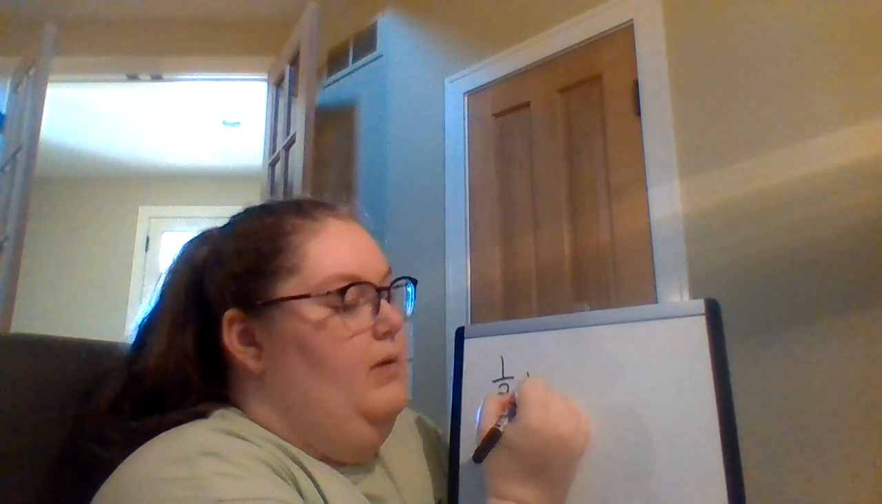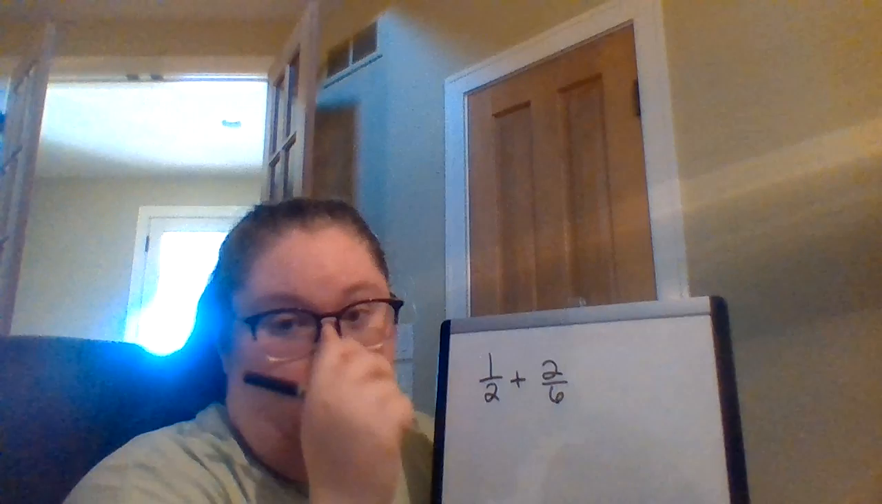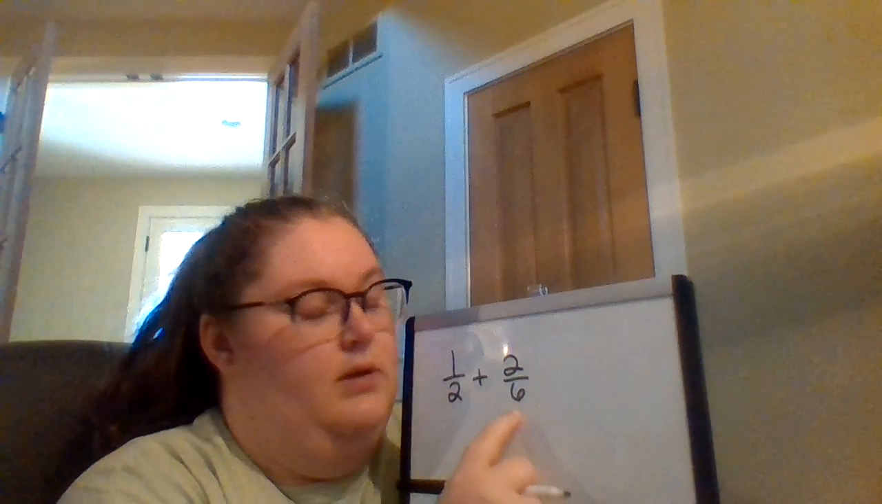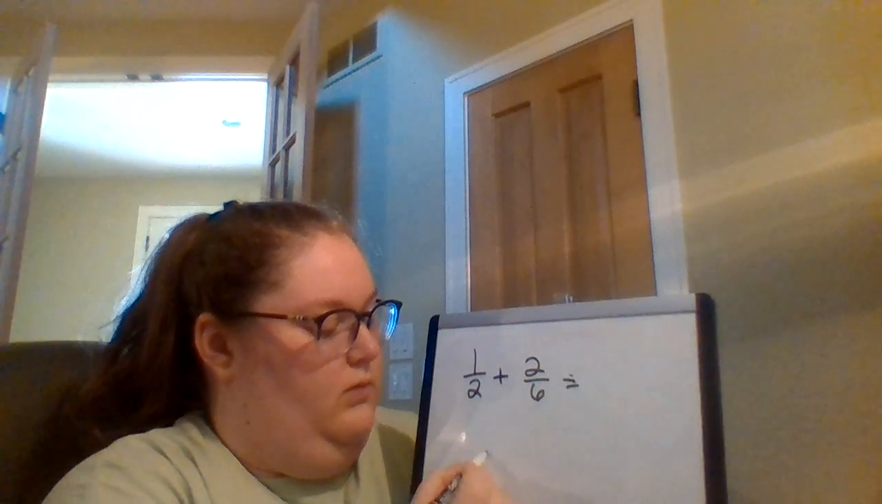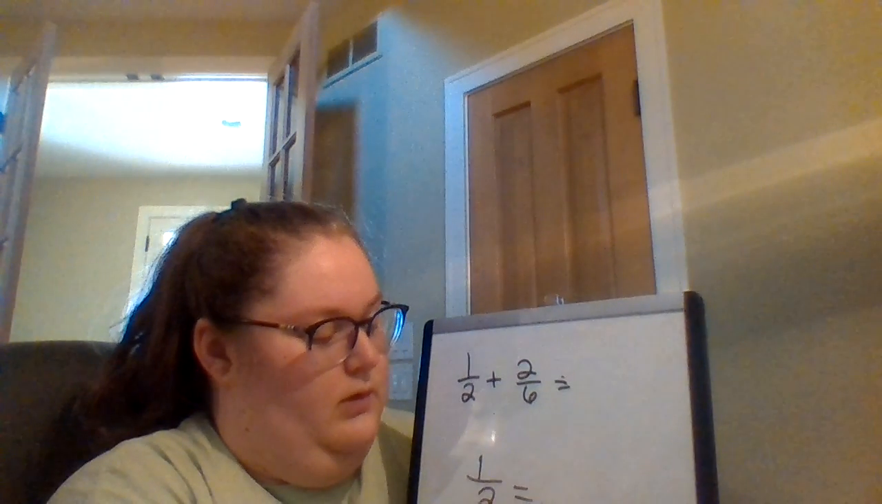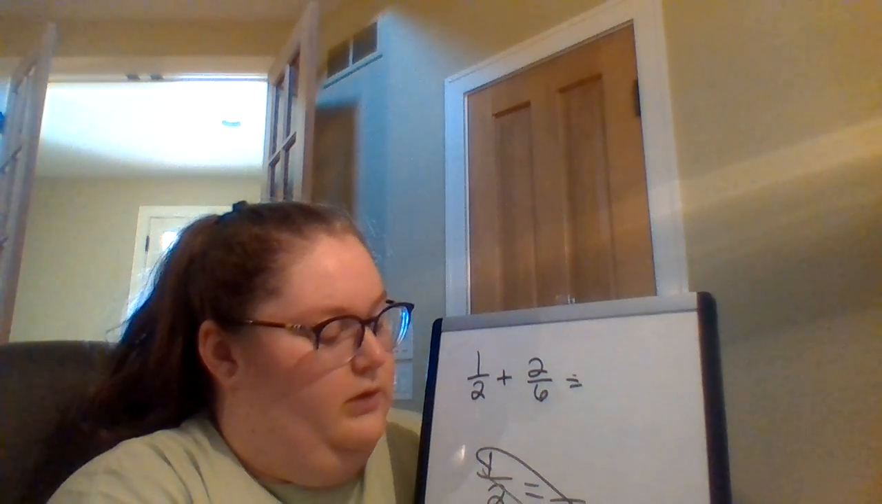Okay, so let's do one more. Let's say I have 1/2 plus 2/6. So then I want to make this a 6. So I'm going to take 1/2, and I'm going to use my loop method. I multiply 1 times 6, so it's going to be 6.